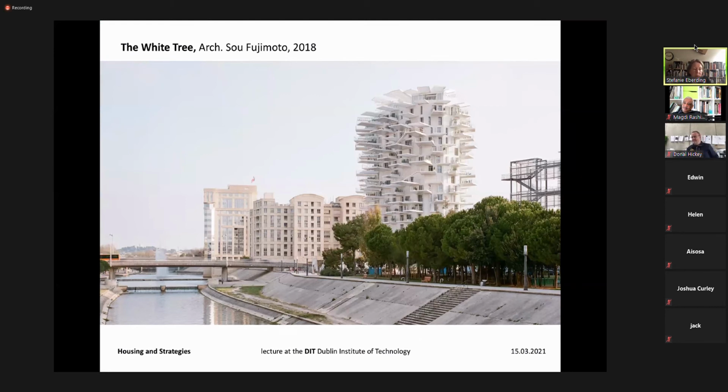Another interesting building is the White Tree by Sou Fujimoto in Montpellier. It's also a really interesting building structure sitting close to the river and sitting in that little park. So I think that was also the inspiration of the architect to create a tree building with those balconies stacking out.